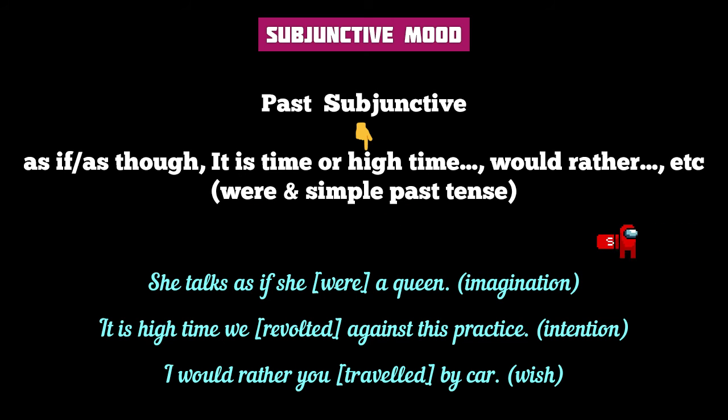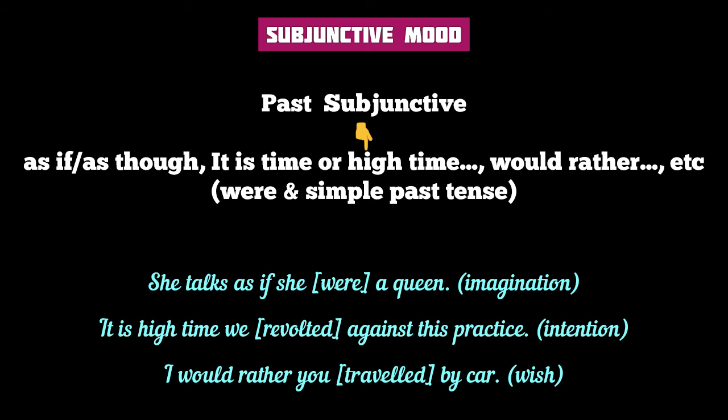Now see these examples. She talks as if she were a queen. The use of as if shows imagination here. So the verb were is in the past subjunctive mood here. We notice that even after the third person singular subject she, the verb were is used in the subjunctive mood instead of was. In the next example, it is high time we revolted against this practice. The verb revolted is in the past subjunctive mood because it has come after the expression it is high time and shows an urgent intention.